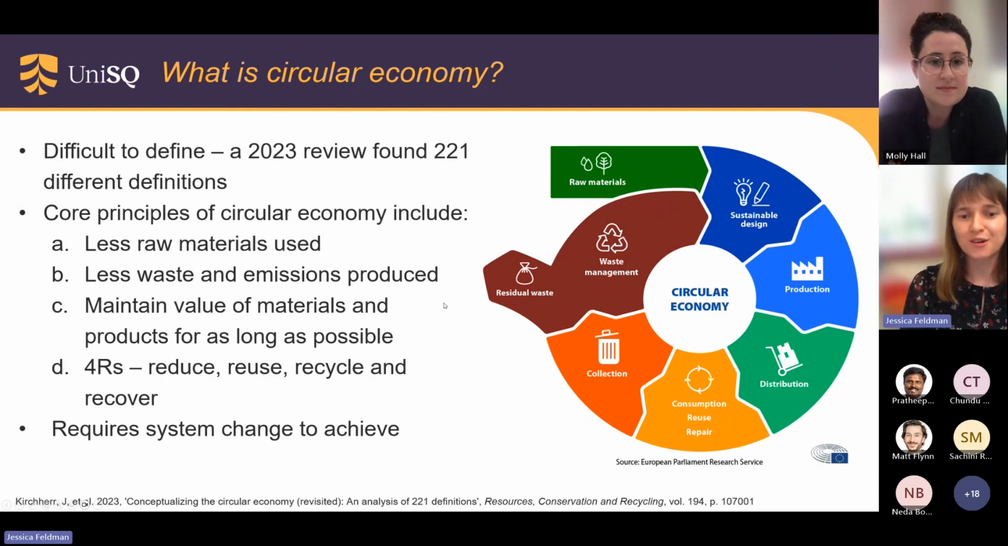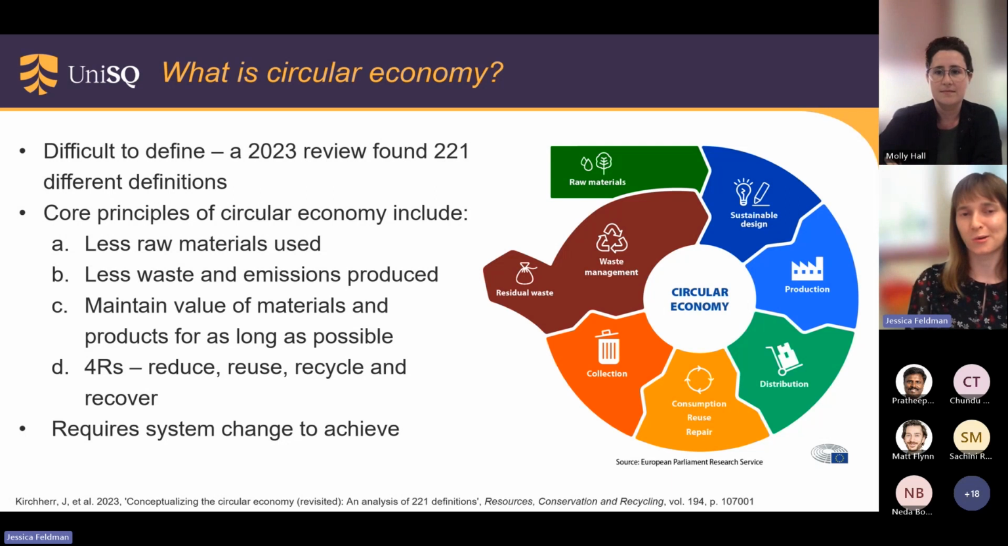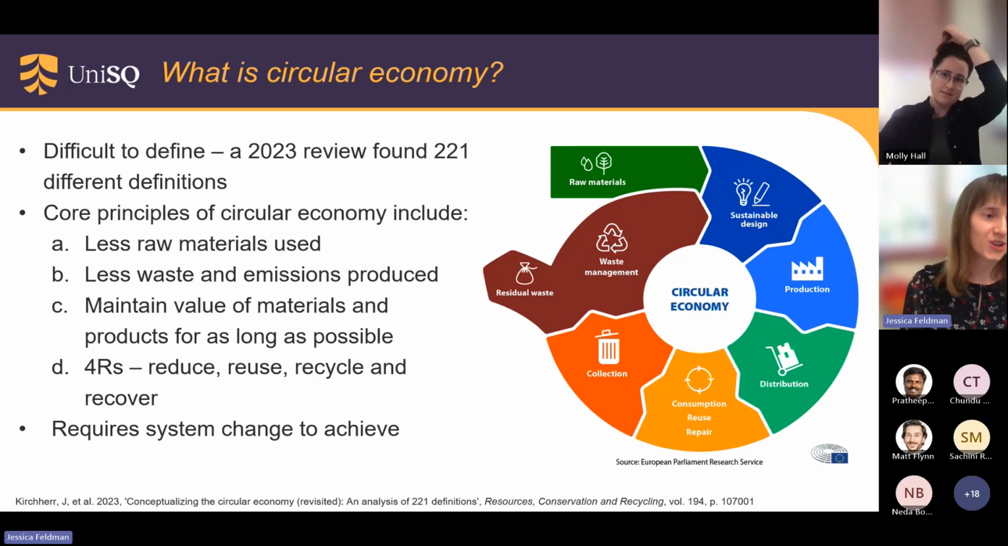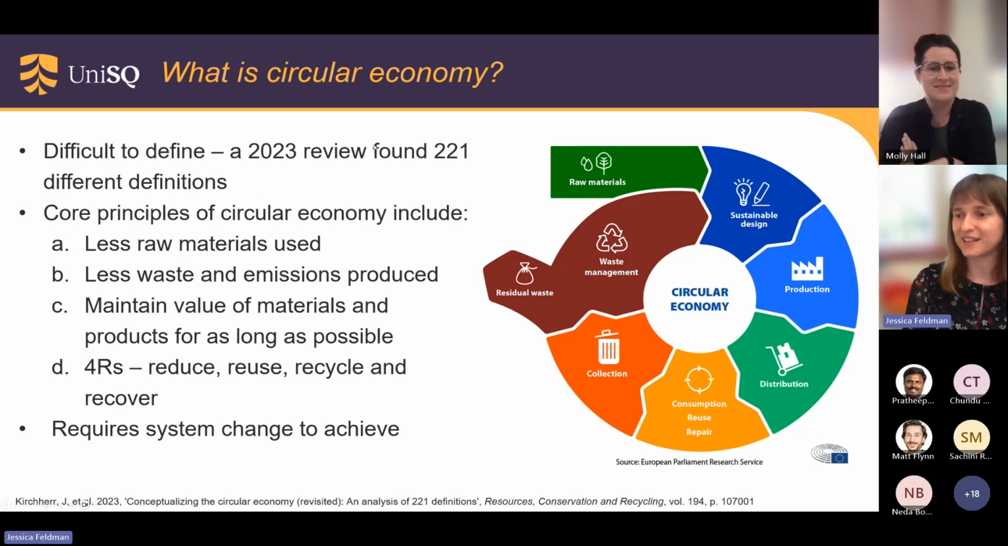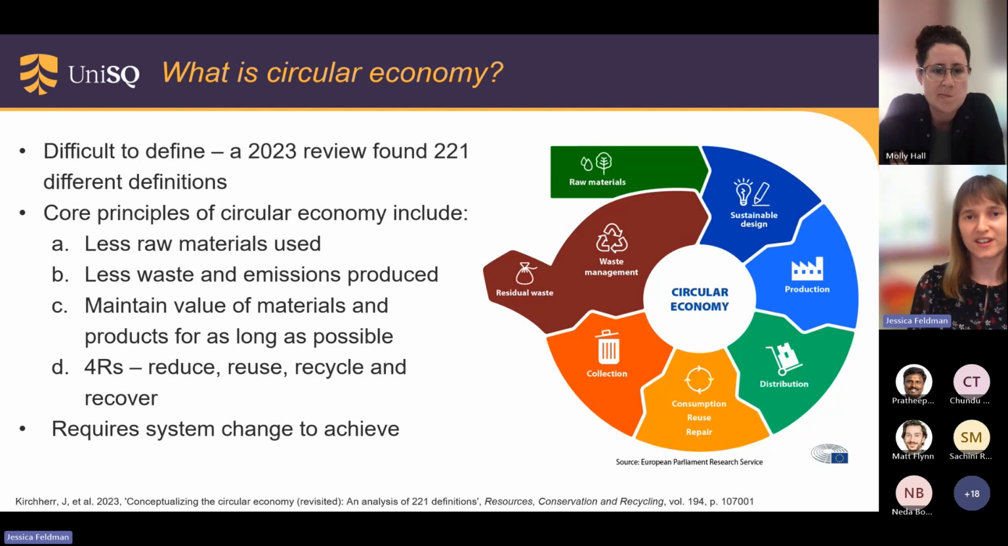So to start off with, circular economy may be a term familiar to some or completely new to others. And if it is something you've heard before but still don't quite understand, then you're not alone, as there are apparently 221 different definitions for circular economy just from the last 6 years, from 2018 to 2023. So it's something that's quite difficult to define, and there is no consensus yet.